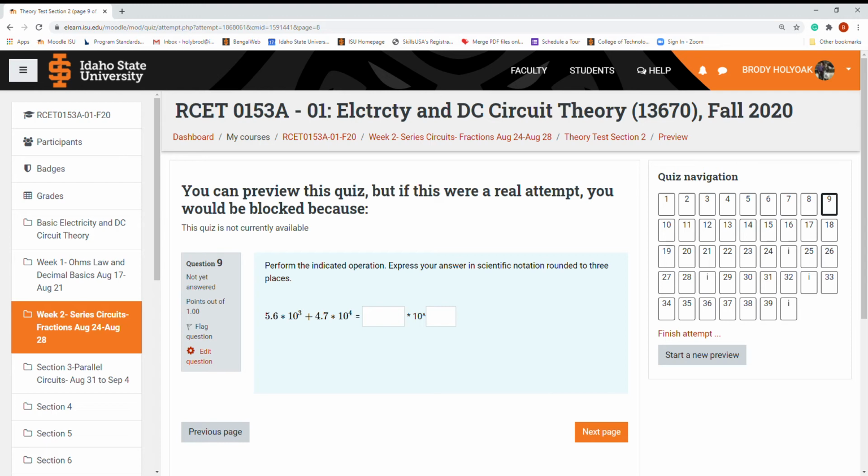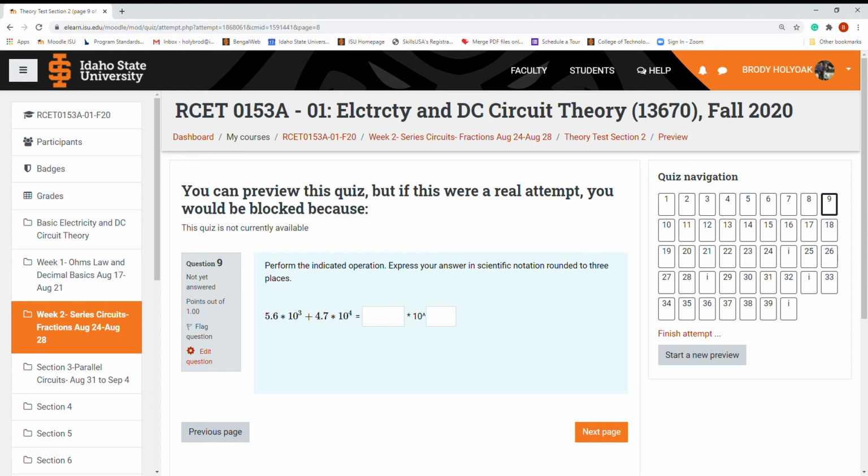Well, first off, we have to remember we have to get them into the same base. That was the whole point of going up and down in these bases. So we can either increase this or decrease this down to a 4, or increase this one up to a 4. Doesn't matter either way. But let's say we'll increase this one up to a 4 to match. So this becomes 0.56 times 10 to the 4th plus 4.7 times 10 to the 4th.